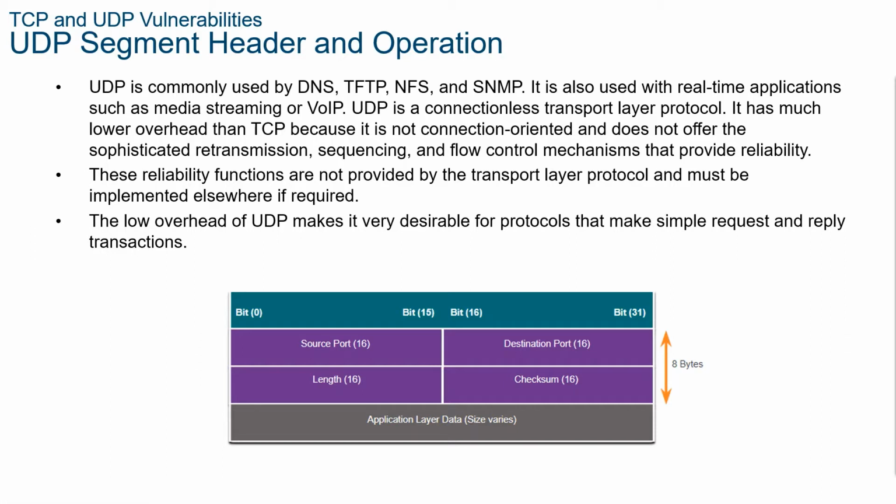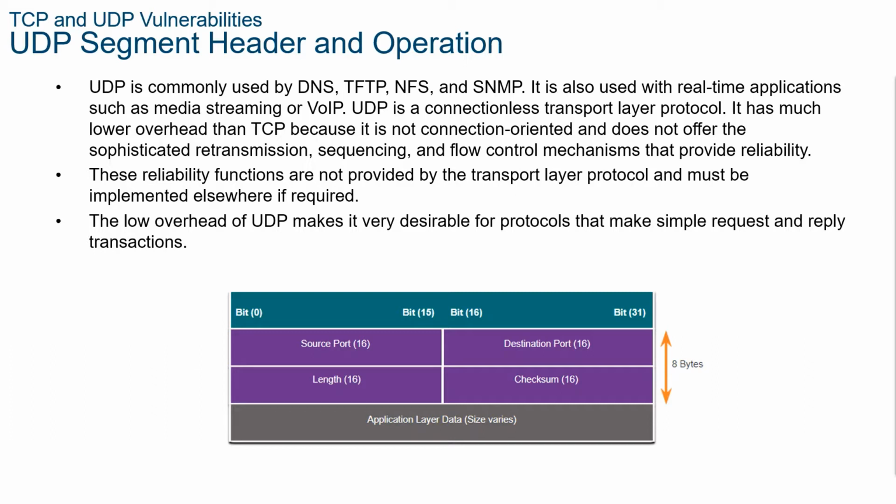UDP segment header and operation. So UDP is commonly used by DNS, TFTP, NFS, and SNMP. It is also used with real-time applications such as media streaming or VoIP. UDP is a connectionless transport layer protocol.